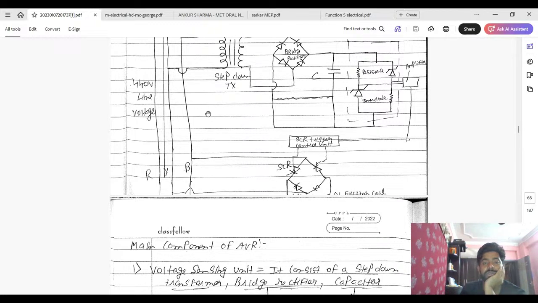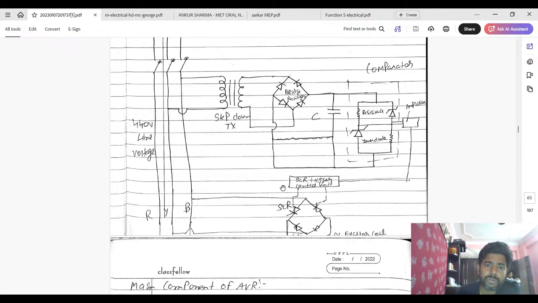If the AVR is sensing less voltage, it will pass the signal and trigger the SCR so that the DC exciter will give more signal, more current, and this will give a more magnetized field to the exciter circuit.